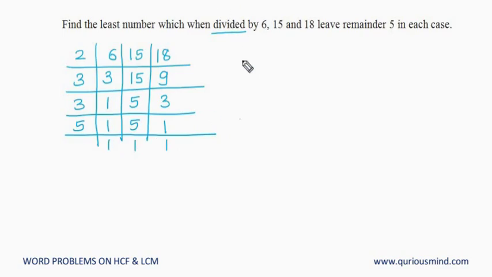So the LCM is 2 into 3 into 3 into 5. And that is 3 threes are 9, 9 tens are 90. So LCM is 90. We need to add 5 to this number so that when we divide that number by 6, 15 and 18, it will leave remainder 5.